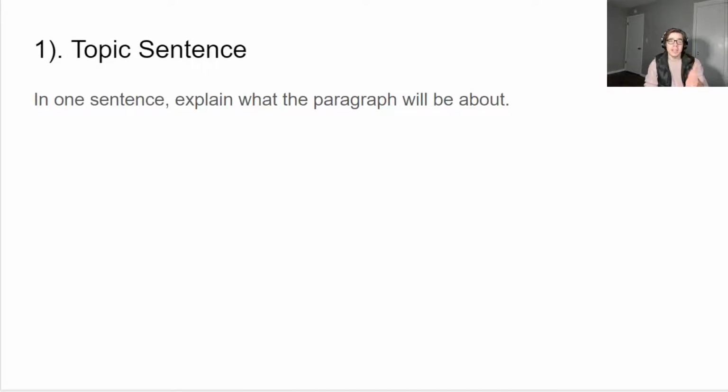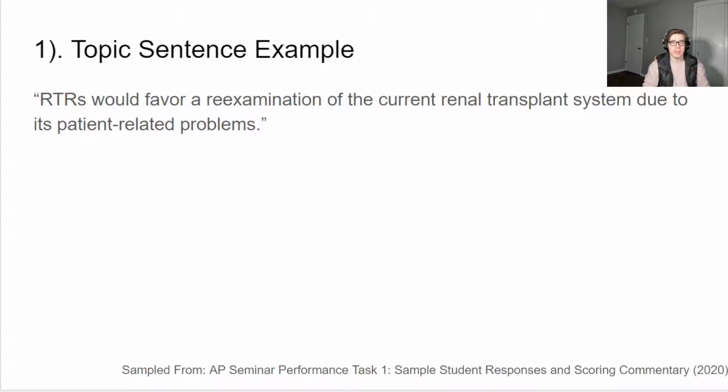So let's start off. A topic sentence. This is one sentence, and it's only explaining what the paragraph will be about. It's that easy. You don't have that many high expectations with this one. So an example of this, RTRs would favor a re-examination of our current renal transplant system due to its patient-related problems. After reading this, I know I'm about to read about these RTRs and re-examination. I know what I'm about to read because this topic sentence is telling me what I'm supposed to read. There's not a lot of nuance to this. You're just going to tell your reader what they are about to read.